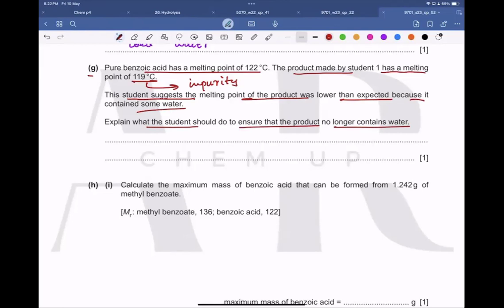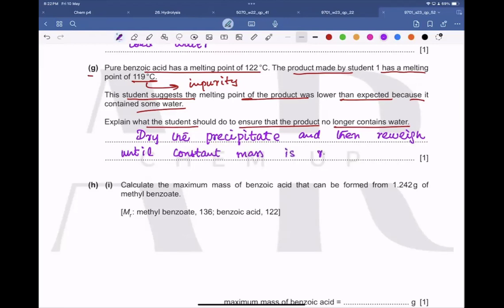So if it's water only, then what will we do? We will dry the precipitate simply. And how can we make sure that there is no water left? Dry the precipitate, and then reweigh until constant mass is recorded. So when you get the constant mass, it means that all of the water has been removed. Is this clear to all of you?